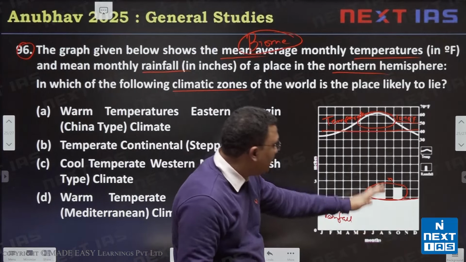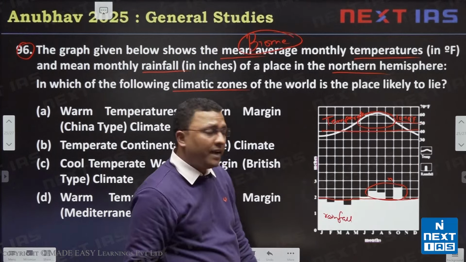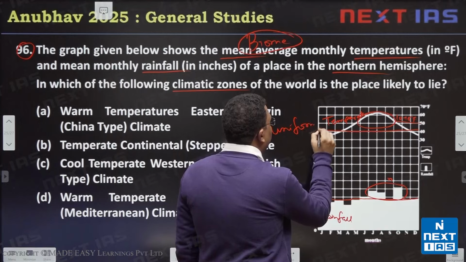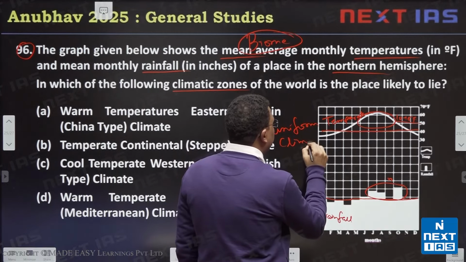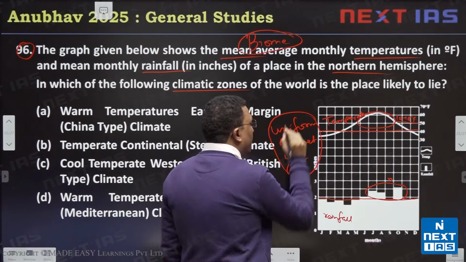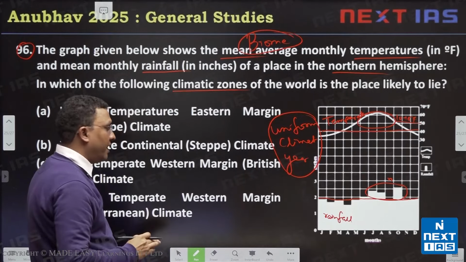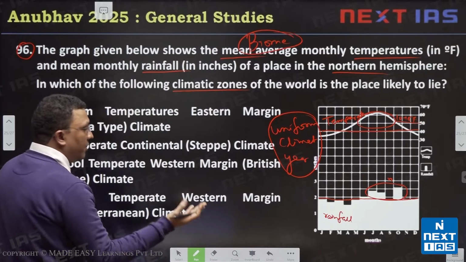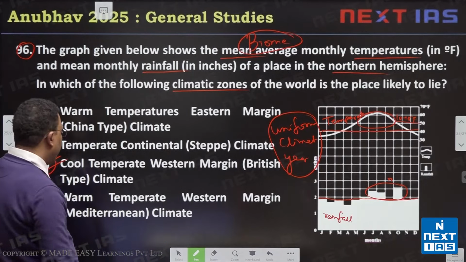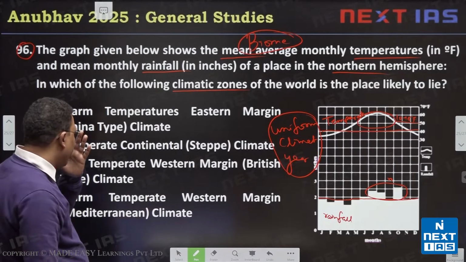Only in 2-3 summer months there is a slight spike in temperature as well as rainfall, right? So basically the conclusion that we draw from this graph is uniform climate throughout the year, right? And if you have read the topic biome, this is a typical feature of British type climate. So you could have easily arrived at your answer. The correct answer will be cool temperate western margin, that is British type climate, right?